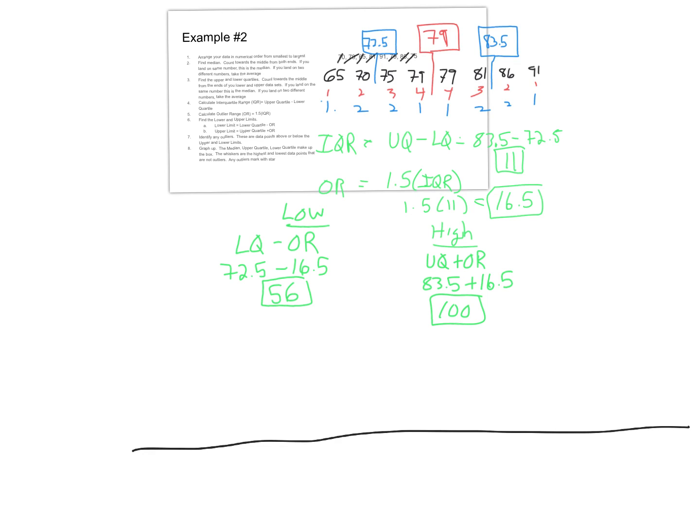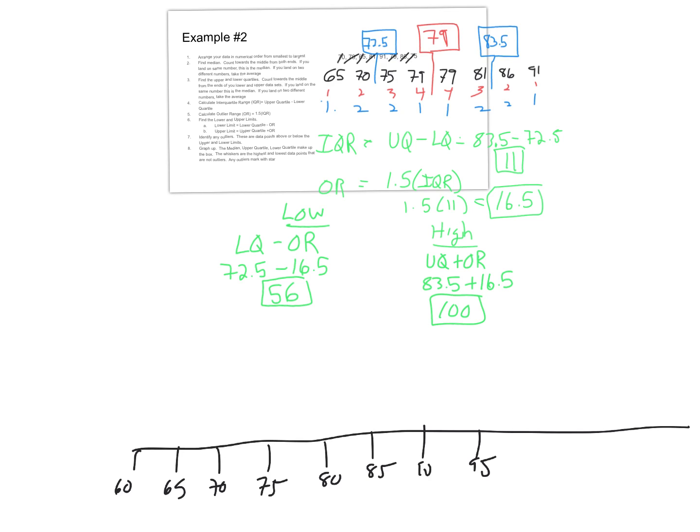All right, we're going 65 to 90, so let's start at 60. I'm going to go by 5. 65, 70, 75, 80, 85, 90, 95.